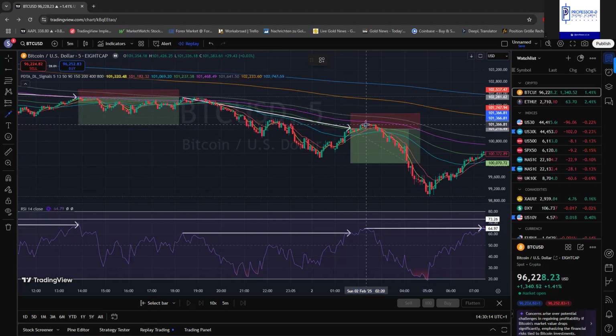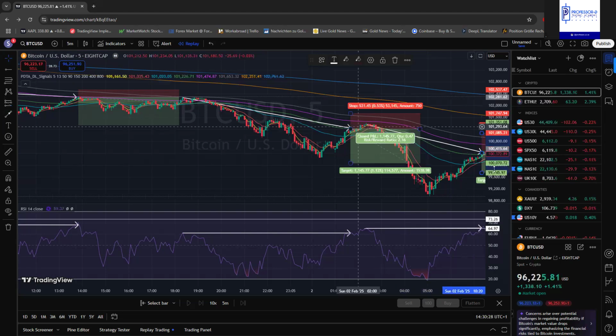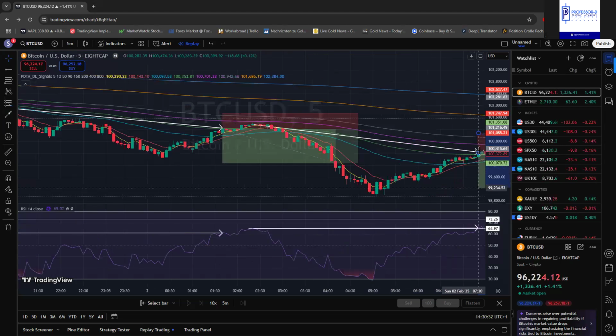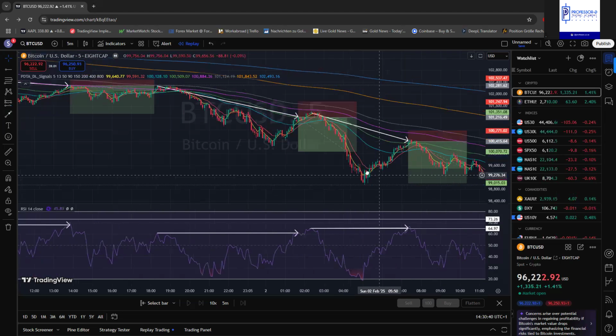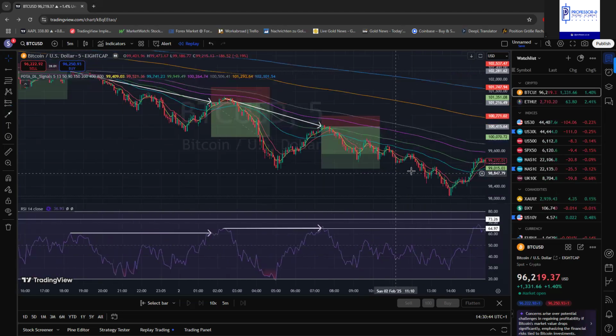I think at this point, where will it most likely reject? Between the green and the purple. Yes, between the green and the purple. And this time around, I'm going to put my stop loss closely above the purple. And let's see what it does. Amazing, guys. Beautiful, beautiful. So that is what we do.